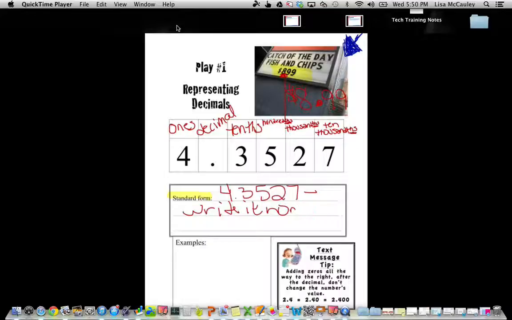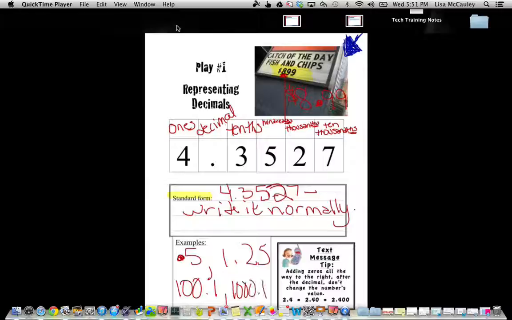Oh, I better erase that. My handwriting's really messy today. Write it normal. Normally. Okay. So you guys could give some examples here. I'll write down a couple examples, but you could probably write your own too. You could have 0.5. We could have 1.25. We could have 100.1, 1000.1. All those are standard form.